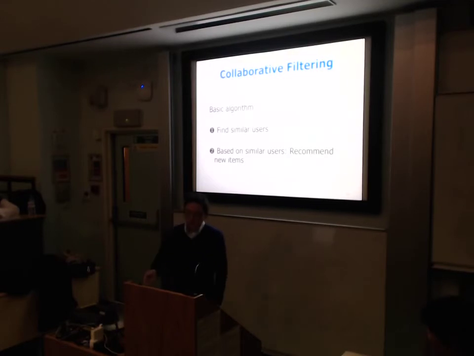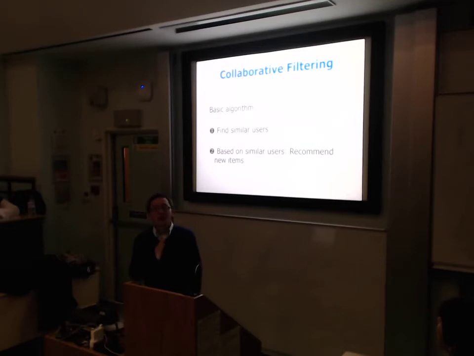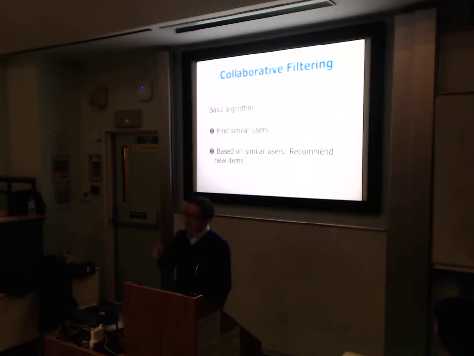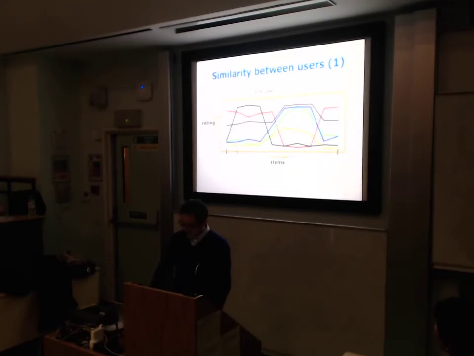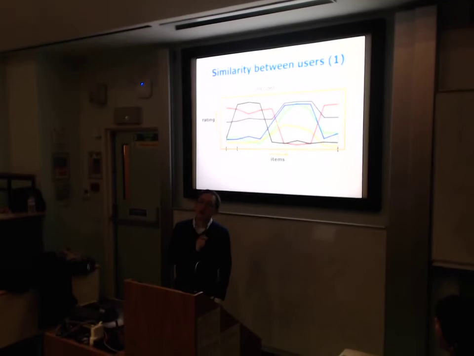The simple algorithm works as follows: first find similar users, that's it, and then based on the similar users, recommend items. Look at the behavior of the other similar users, see what items they are interested in, and make a recommendation based on that. And the first question, obviously, is how can we come up with a sensible similarity measure?